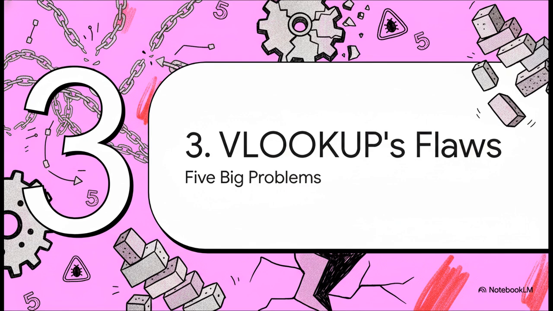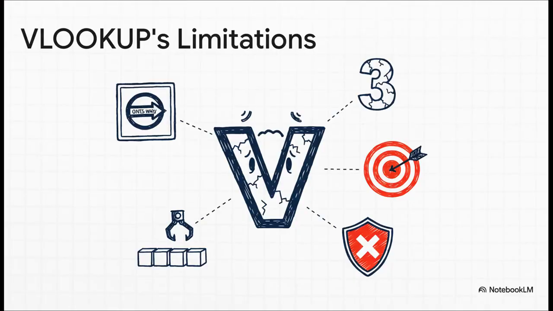Because for all its fame, VLOOKUP has some really deep fundamental flaws. I'm talking 5 big problems. And these aren't just little quirks. These are issues that can cause catastrophic errors that you might never even notice. Let's just run through the big 5 flaws. First off, it can only look left to right, which means your lookup value has to be in the very first column of your table. Second, you have to hard code a column number, which is so fragile. If anyone adds a new column, your formula breaks silently. It just starts pulling the wrong data.